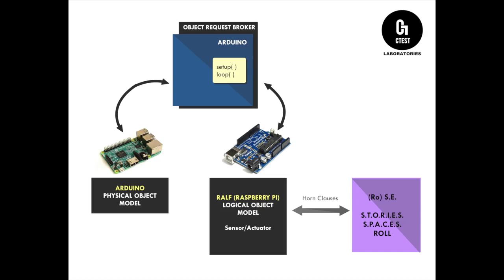And so at the end of the day, the physical object model may be dealing with fairly low level data structures, but by the time it gets back to the Raspberry Pi, we're back at a horn clause or a CLIF, common logic interchange format. And between the Raspberry Pi and ROSE, we have fully functional logic programming structures that go back and forth between those.